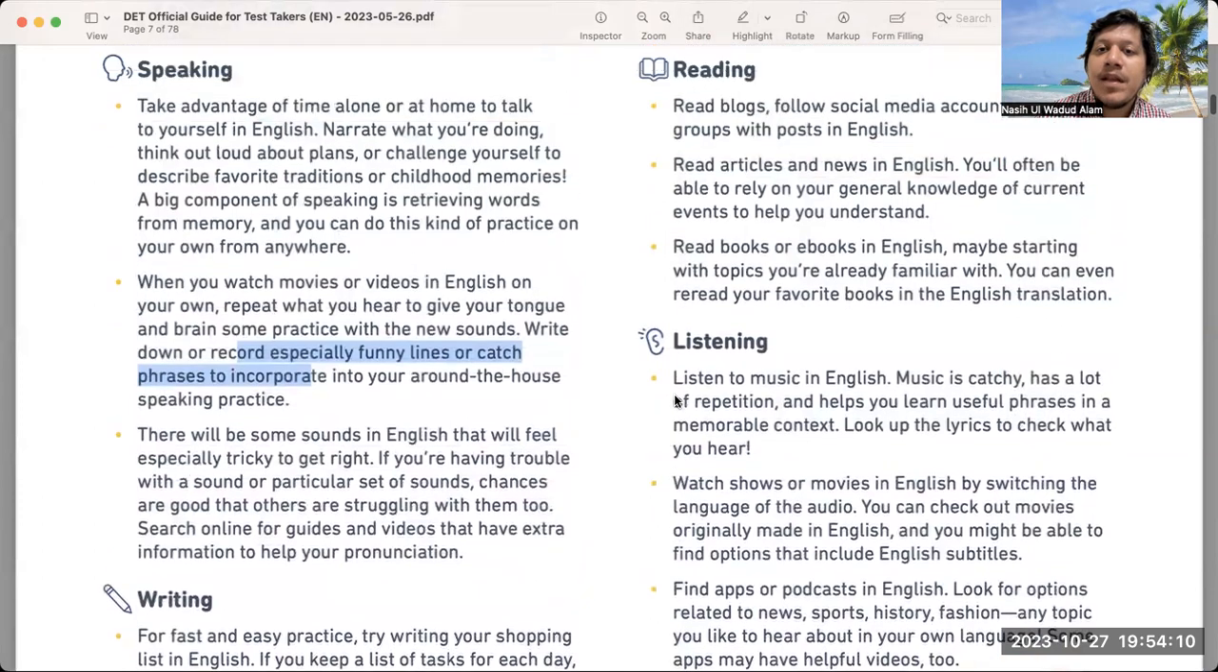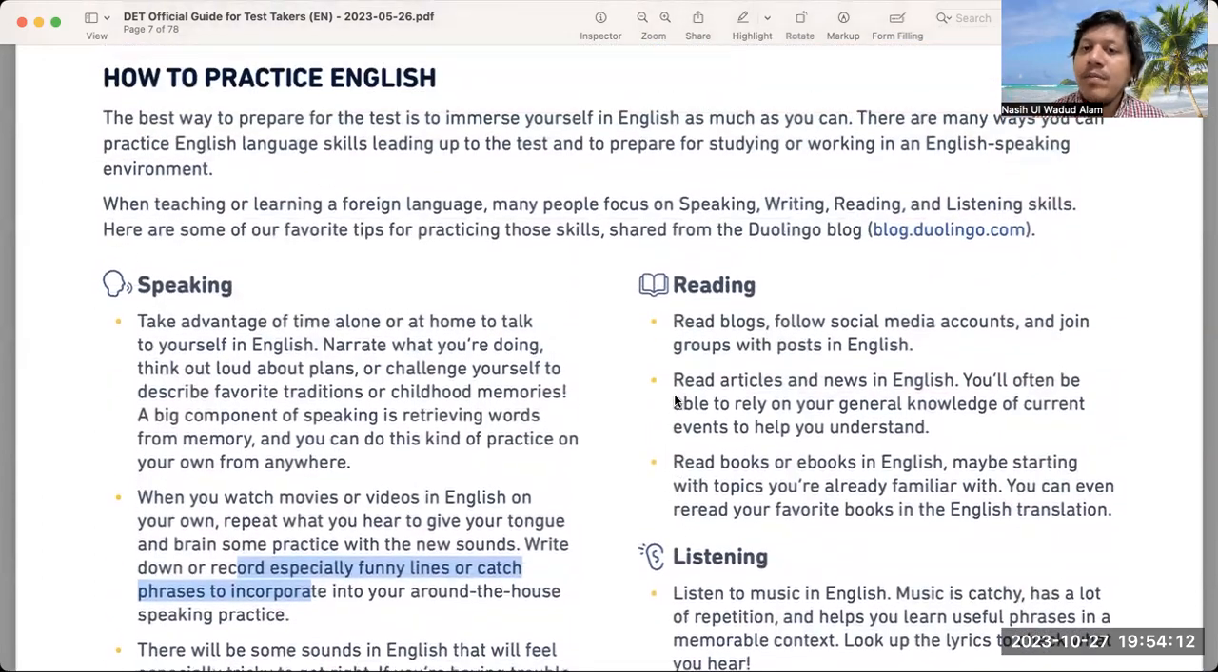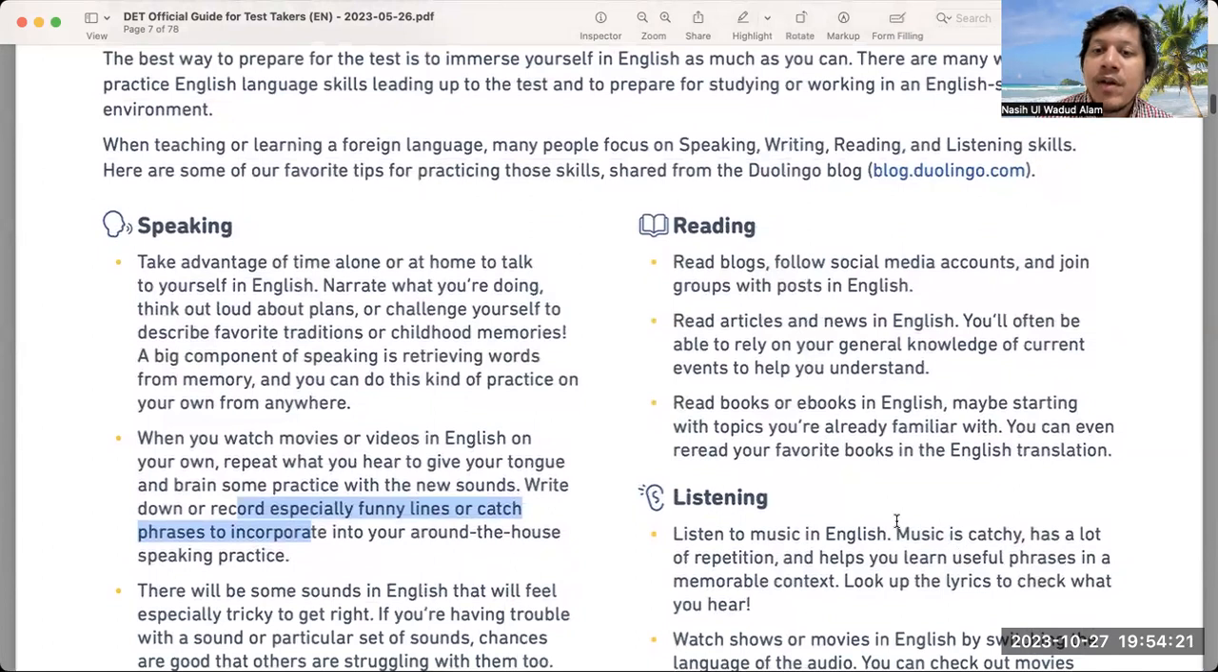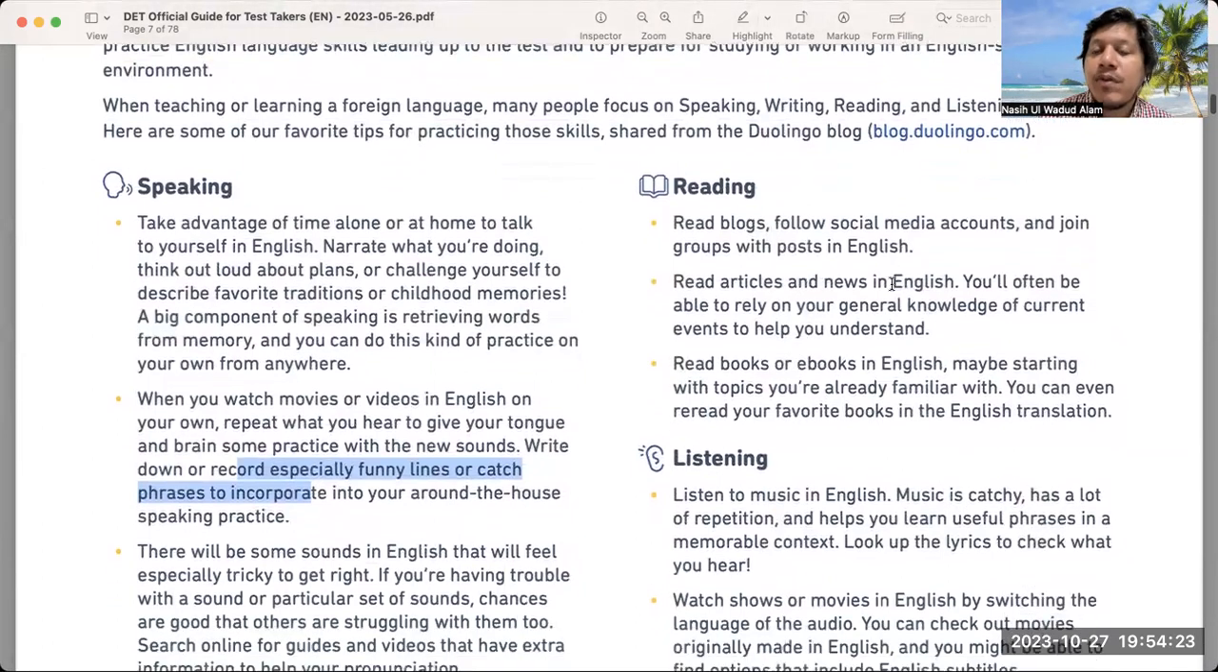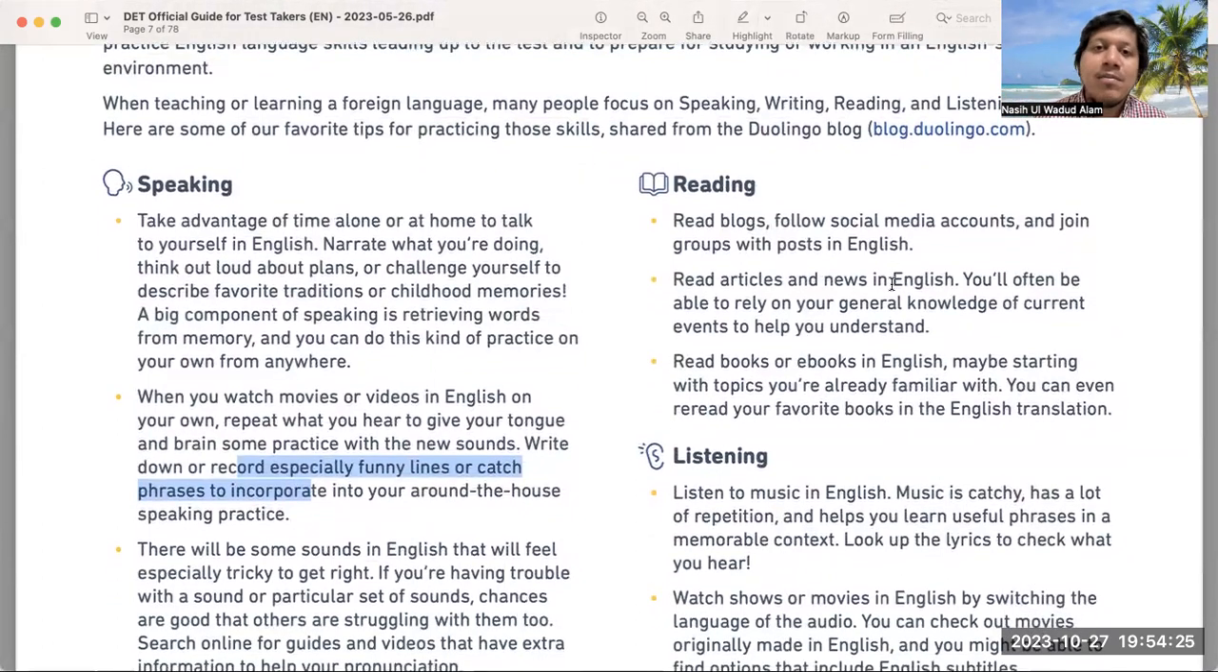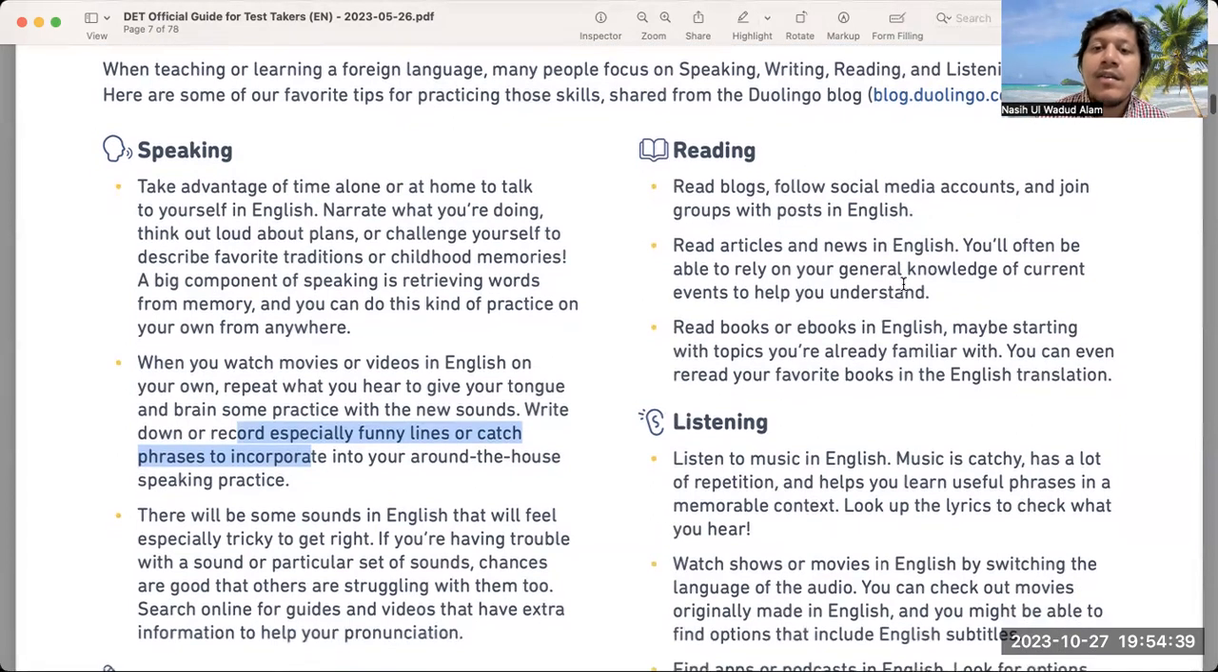Okay, then reading. How can you improve reading? That is, read blogs, read English newspapers, read social media accounts, and join groups with posts in English. I don't have any group, but you can join English groups. There are many English groups. You can join them, read their posts in English, and read articles and news in English.